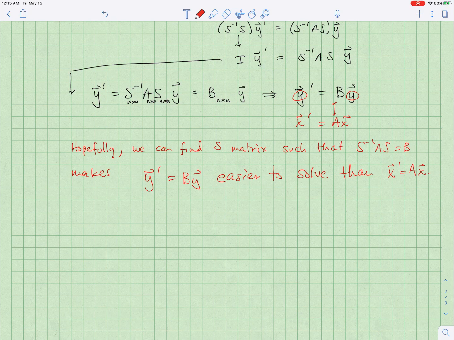Now, so here we go. Here's the question. What would make y prime equal to by easier? So that's the next question.